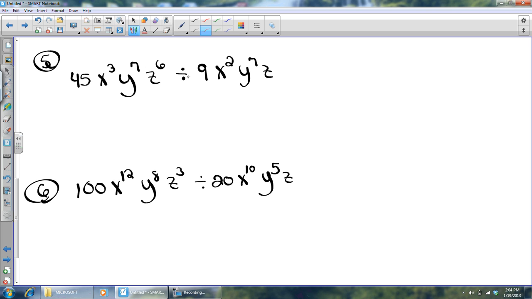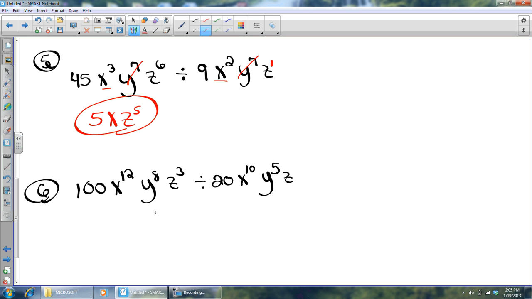I'll do 45 divided by 9. I'll get 5. I'll do x cubed divided by x squared. Well, that's plain old x. X to the first. Y to the seventh divided by y to the seventh. Those cancel each other out. Z to the sixth divided by z. Remember, it's like z to the first. That'll be z to the fifth power.